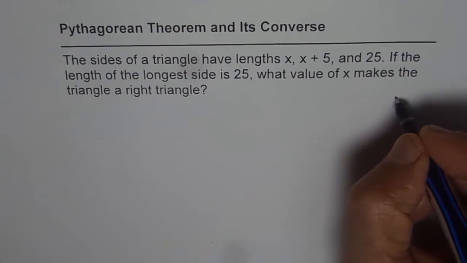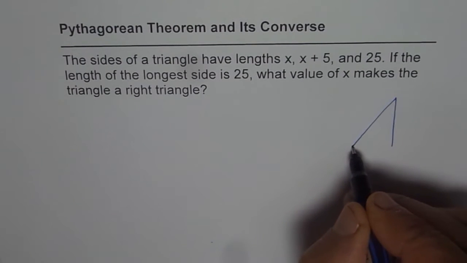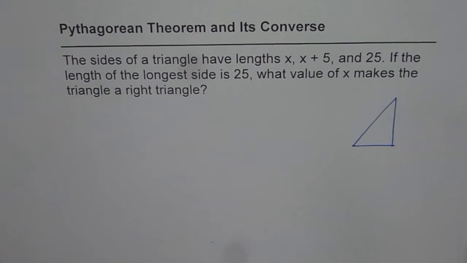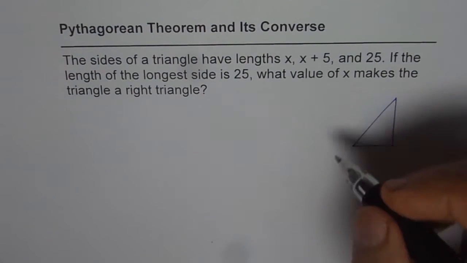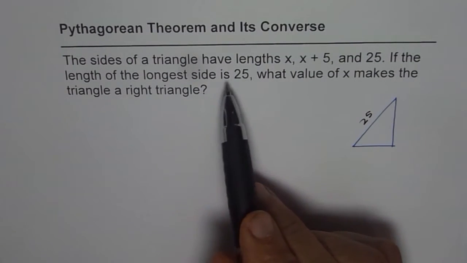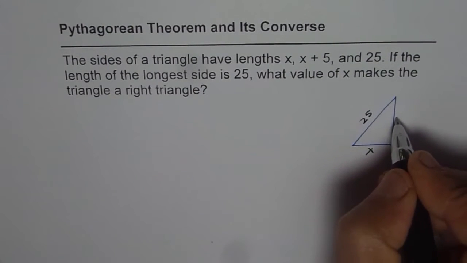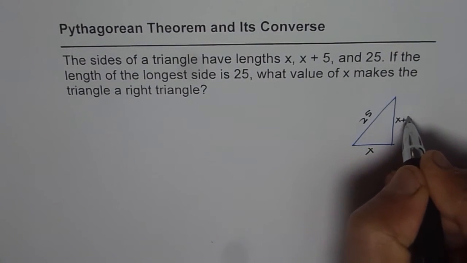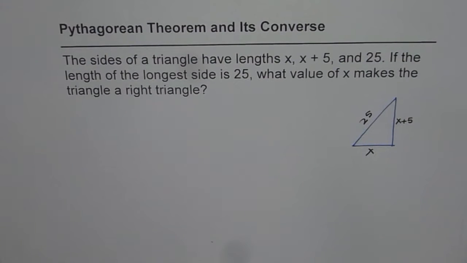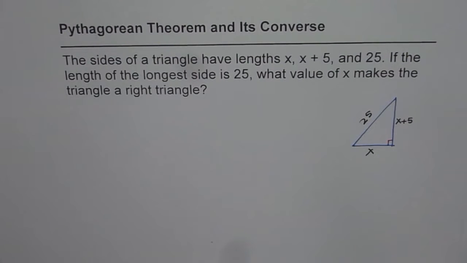So basically we have a right triangle in which we are given the sides in terms of x values, right? One of the sides, which is the hypotenuse, is known to us since it says the longest side is 25. The other two are x and x plus 5. So these are the other sides of our right triangle, right? We need to find the value of x. So we can use the Pythagorean theorem.